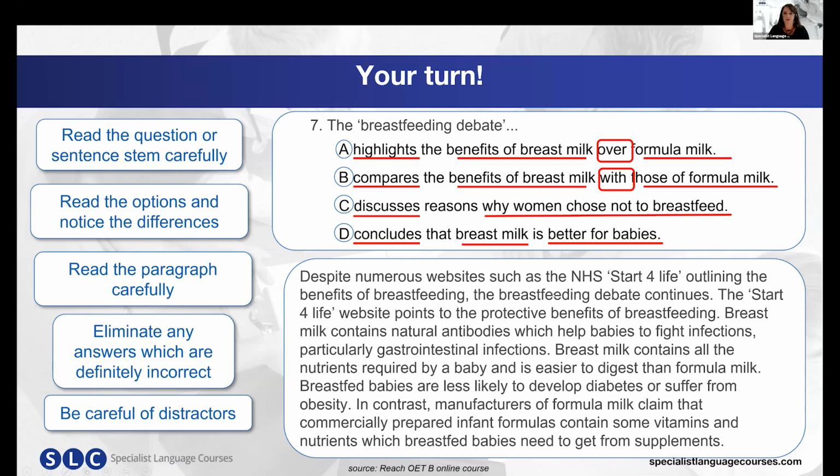So I'm going to give you a couple of minutes and I'd like you to write into the chat box. So read through the text on the screen and then in the chat box, give us your answer. Do you think it's A, B, C, or D?